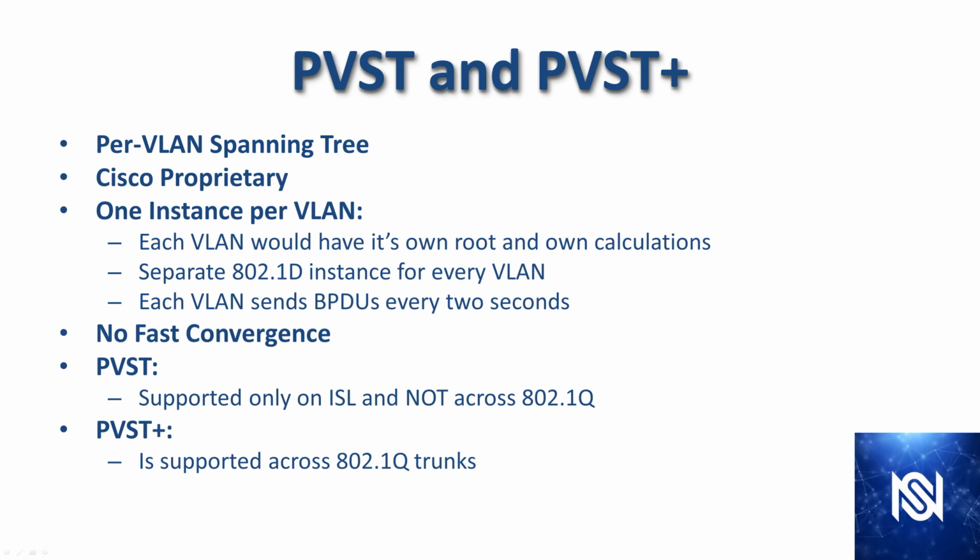And then you have PVST and PVST+. These are Cisco proprietary protocols. It allows for one instance of spanning tree per VLAN. And this means that each VLAN is going to have its own root and its own calculations. And it's going to have a separate 802.1d instance for every VLAN. And this means that each VLAN is going to send BPDUs every 2 seconds. And these also do not have fast convergence. And the difference between PVST and PVST+ is that PVST is supported only across ISL trunks and not 802.1q trunks. And PVST+ is supported across the 802.1q trunks.